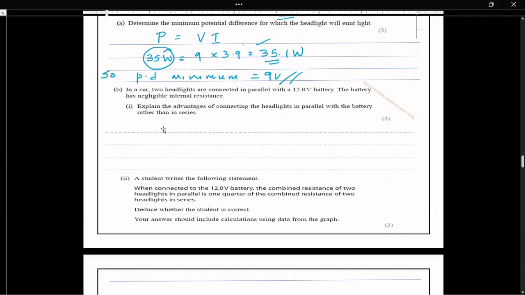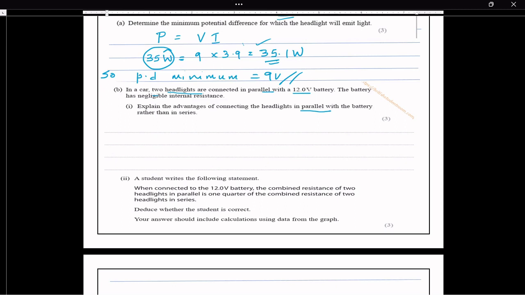Now let's move on to the next part of the question. The car's two headlights are connected in parallel with the 12-volt battery. Explain the advantages of connecting headlights in parallel. We have studied the advantages of connecting bulbs or components in parallel. It's a 3-mark question, so let's try to write at least 3 points.